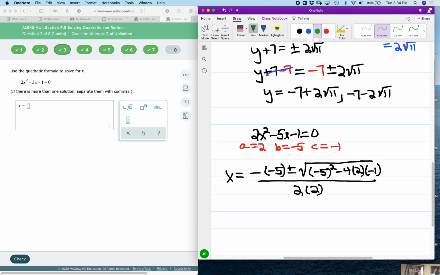And for what we have inside the radical, -5 squared is going to be 25. -4 times 2 is -8, times -1 is going to be +8.